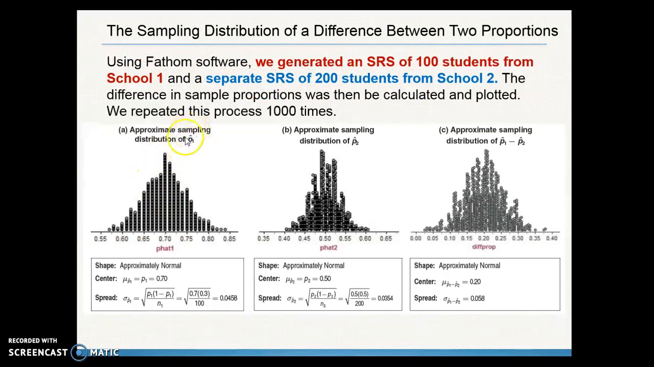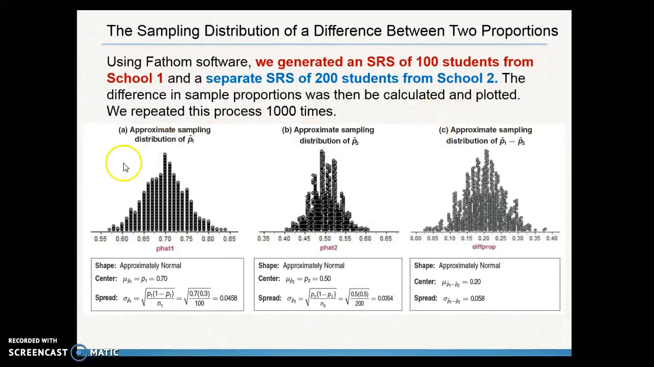So here's p hat 1. This is a whole bunch of samples of 100 students, and we found the proportion of those 100 students that completed their homework. Here's p hat 2. This was me taking samples and finding out what proportion of students in each sample did their homework. We did this 1,000 times, so there are 1,000 examples in both of these.